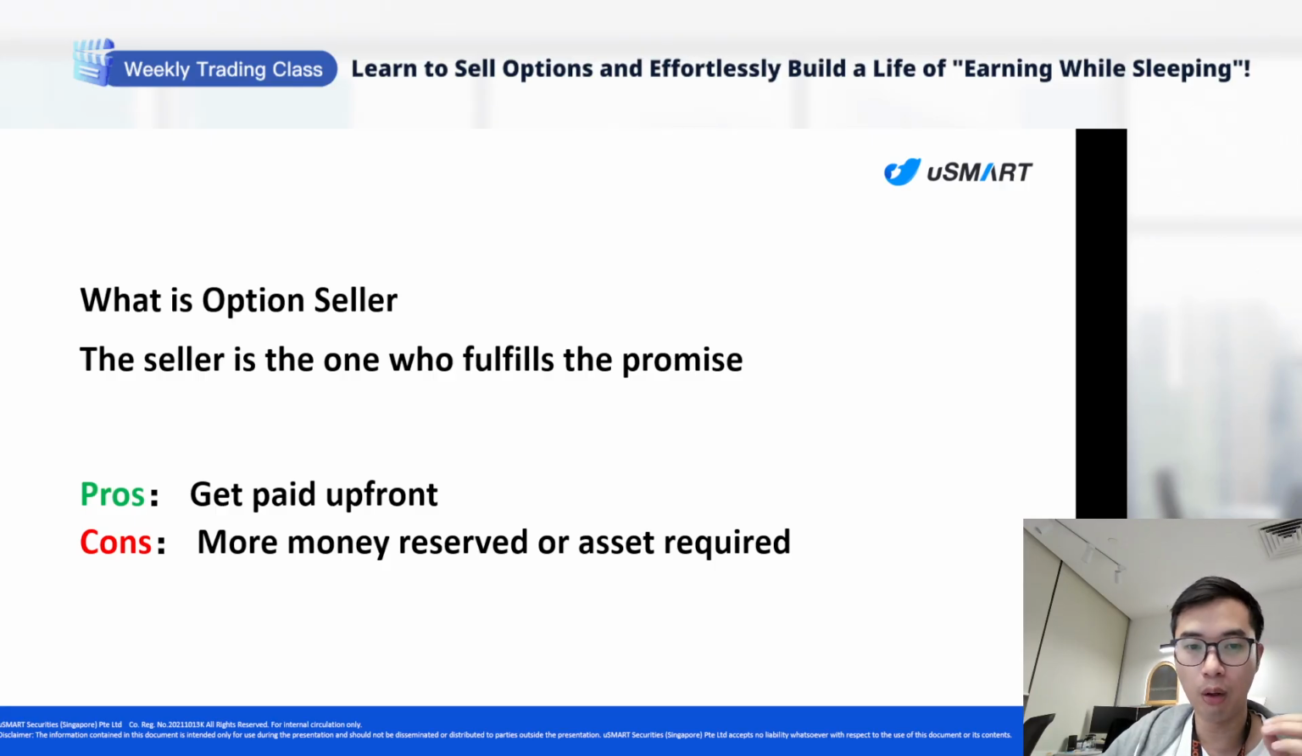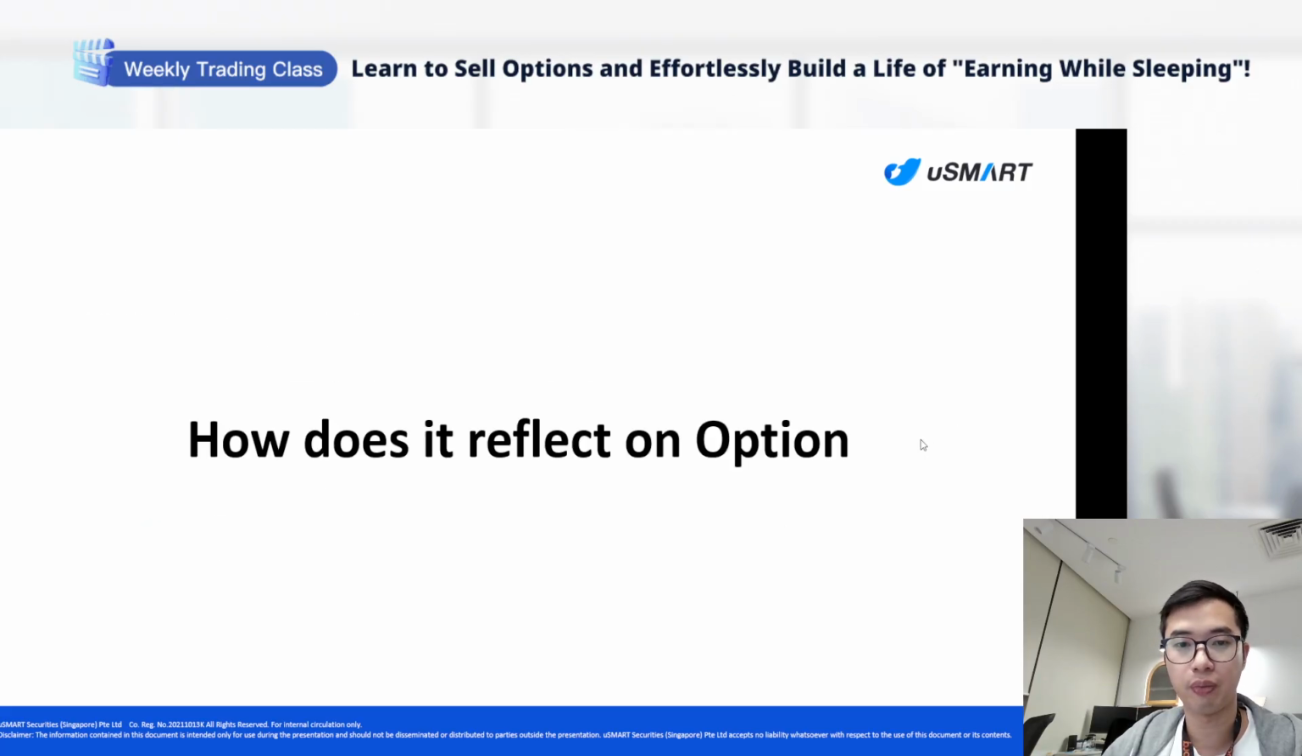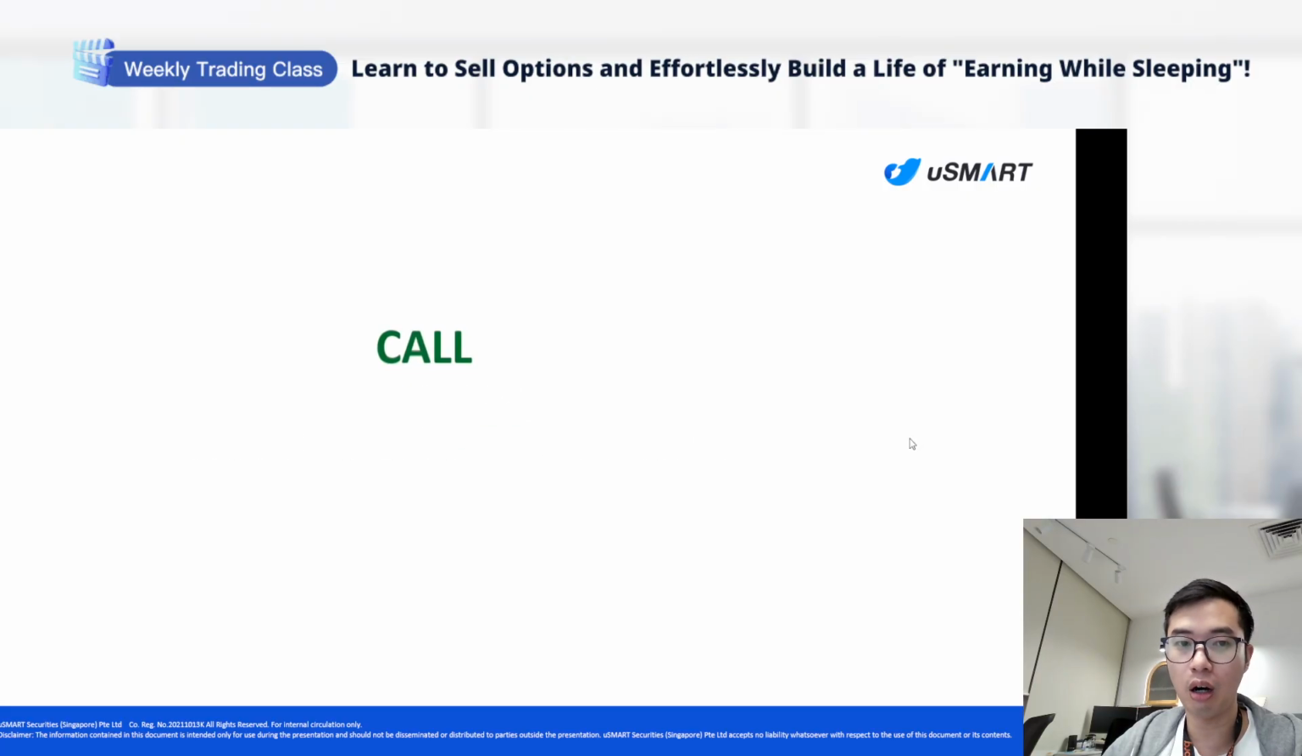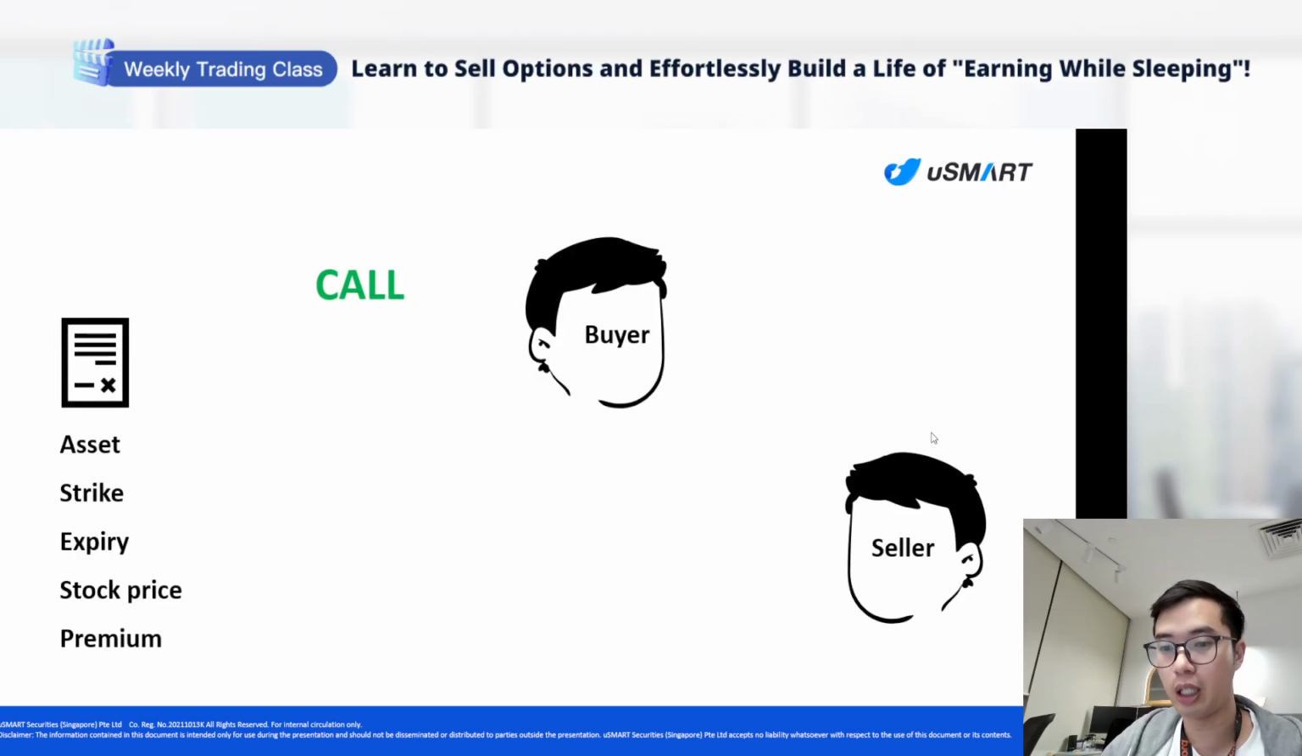The cons are more money reserved or assets required. You need a lot of stocks on hand, and you need a lot of cash on hand. Because one contract equals 100 shares, you need quite an amount of money in option selling. So how does it reflect on options? Let us give an example in option trading.